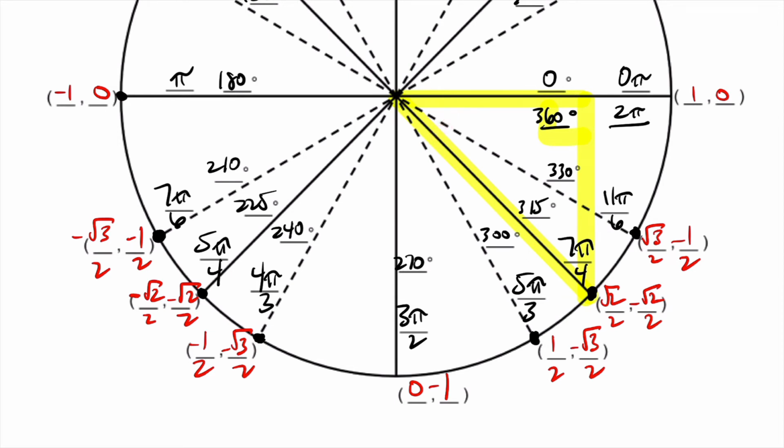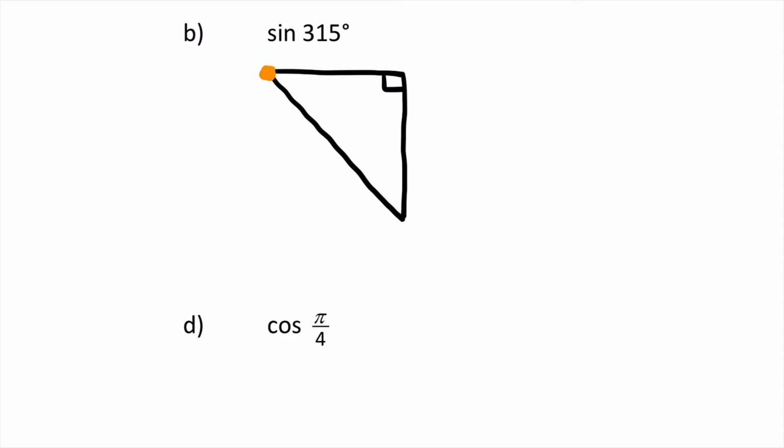How do I know one of them is 45? If I know one of them is 45, then the other one has to be 45. But how do I know one of them? The reference angle goes from wherever I'm at, 315, in this case back to 360. So from 315 to 360 is 45 degrees. So that means this has to be 45 degrees, and this has to be 45 degrees. Okay, so 45 degrees and 45 degrees.